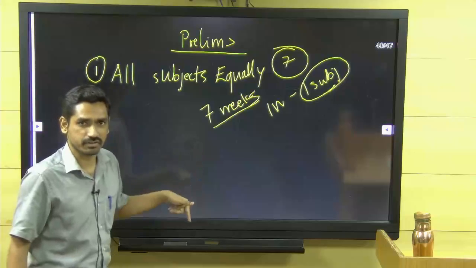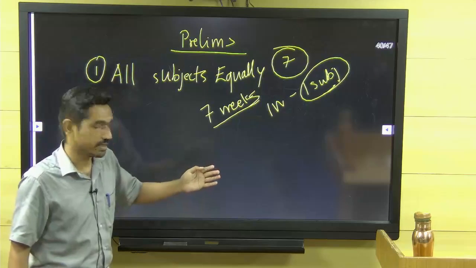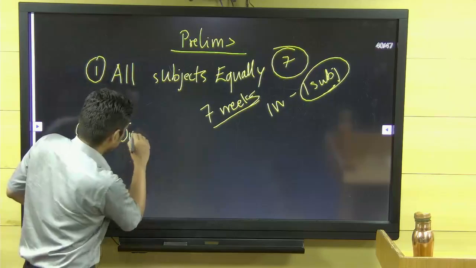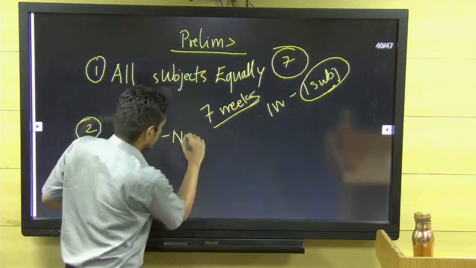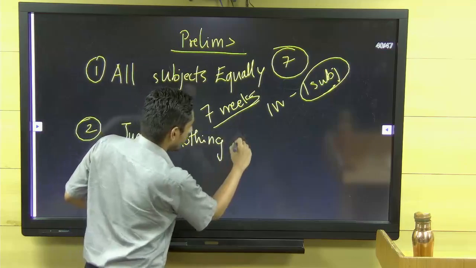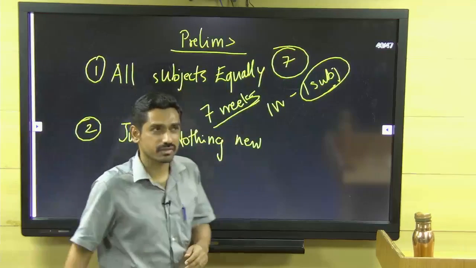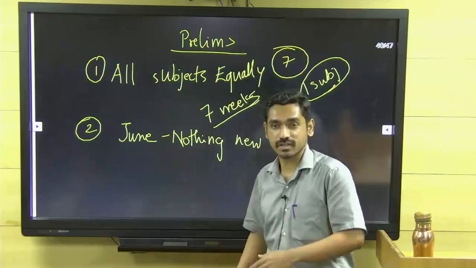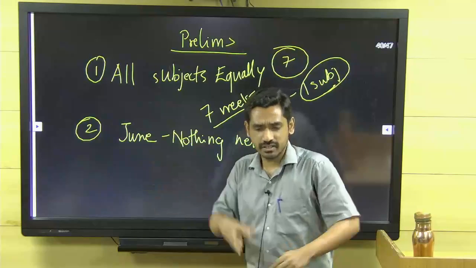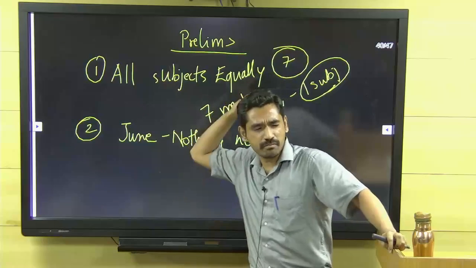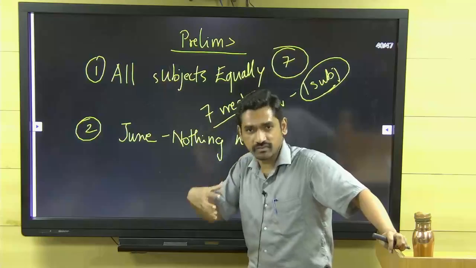February month, March, April, May, June. June month, no new learning. Nothing new. Whatever you want to learn, you finish by March 31st itself. June 15th, sir, the new concept, sir. I have a feeling in my subconscious mind that this question will come.